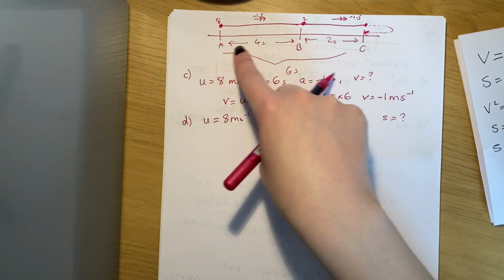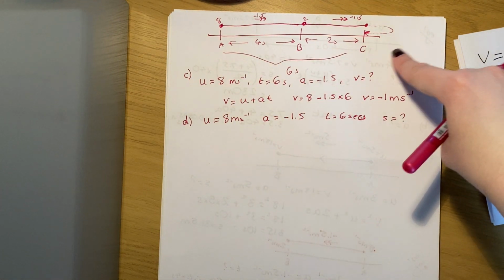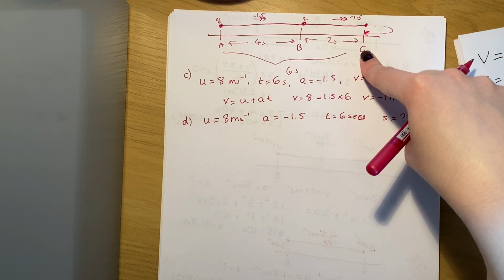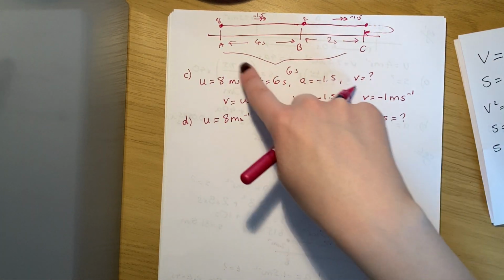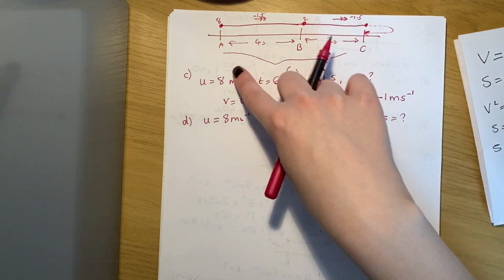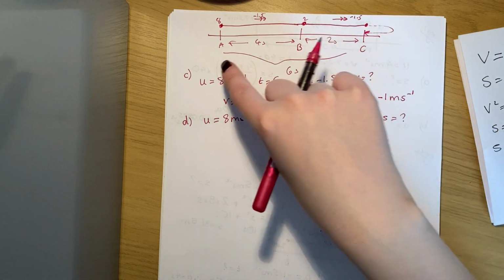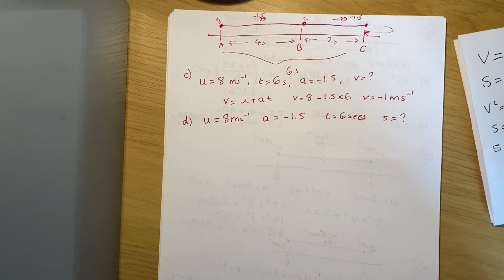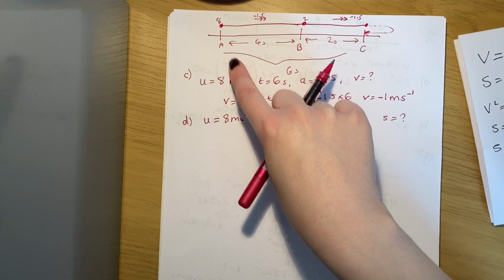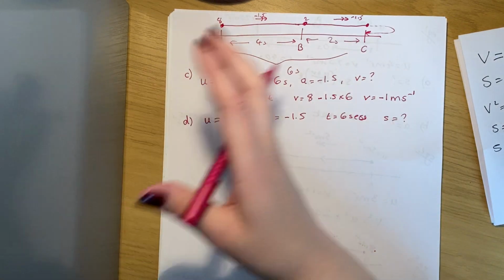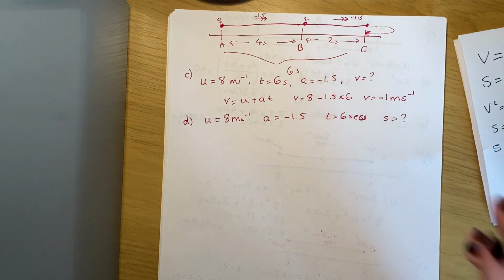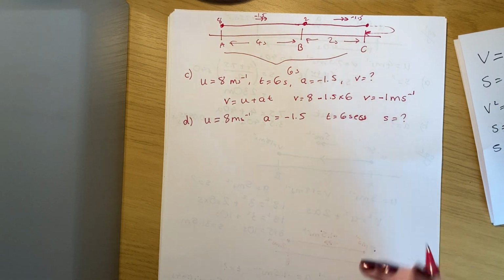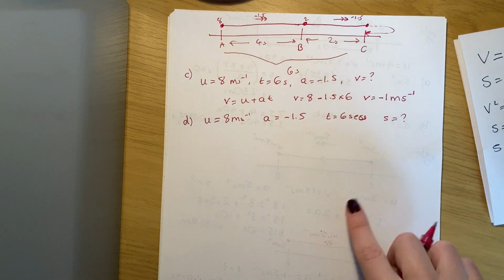Because we're travelling in a straight line, it doesn't actually matter if it's gone past C and then come back, because all this information is just literally about A to C. So that will be the displacement from A to C. The distance in this case will be the same as the displacement, because C is in the same direction from A, as this all tells us. So we don't need to worry about distance being different to displacement in this case.